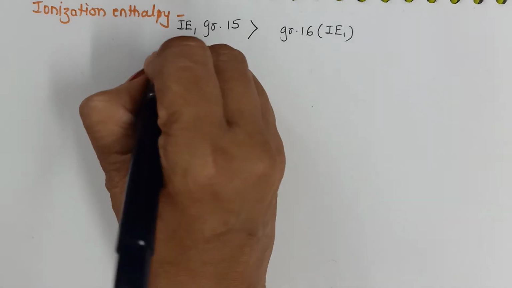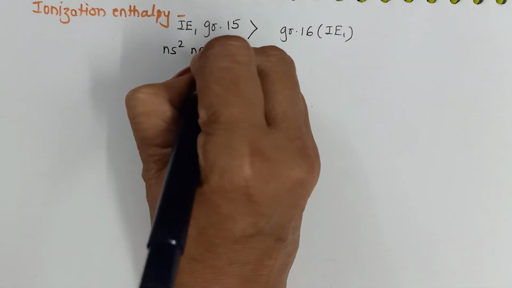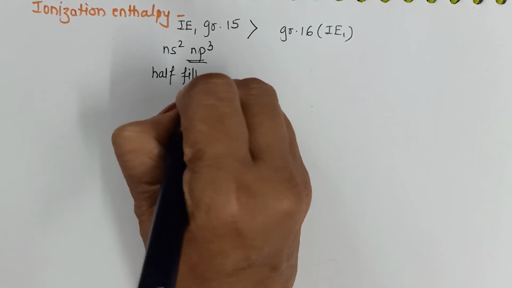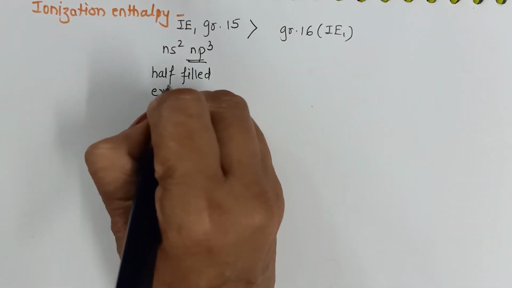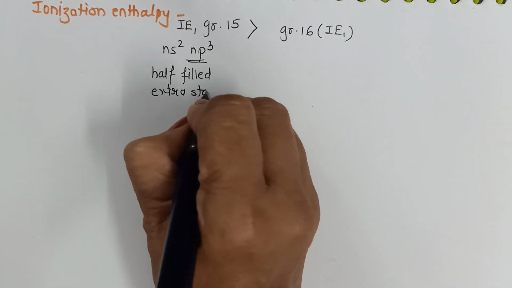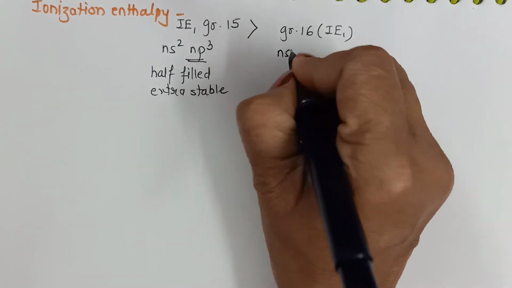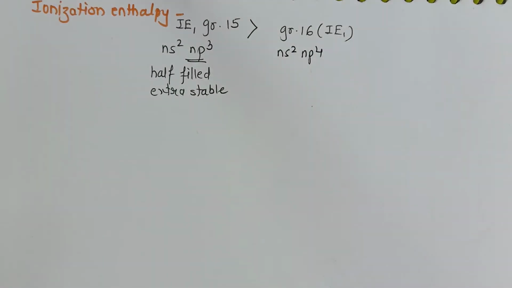In group 15, the configuration is ns2np3. So there is half filled p orbital, which makes them extra stable. And as a result, it becomes difficult to remove the electron. On the other hand, the configuration of group 16 is ns2np4, so we can easily remove the electron from the outermost shell. As a consequence, group 16 has less ionization enthalpy.